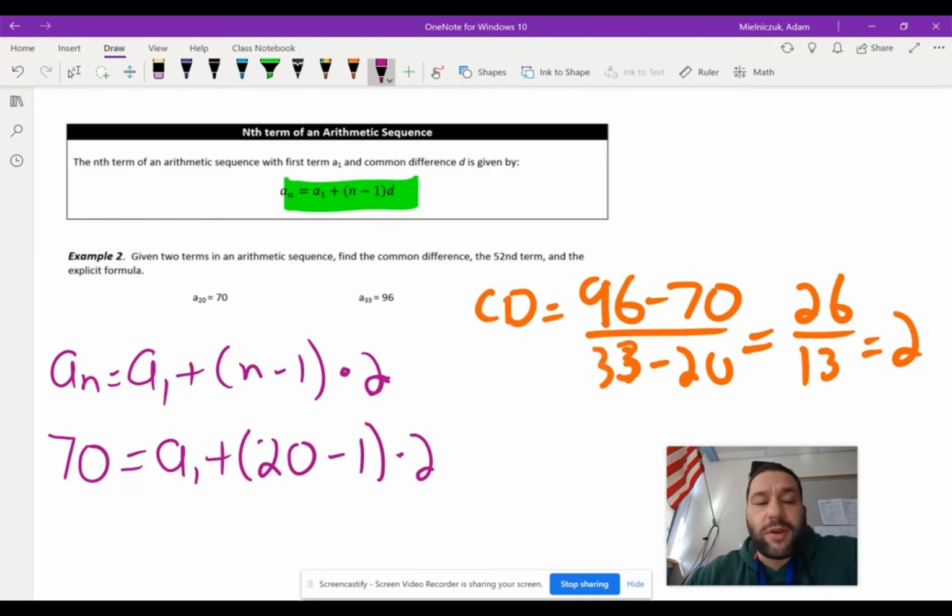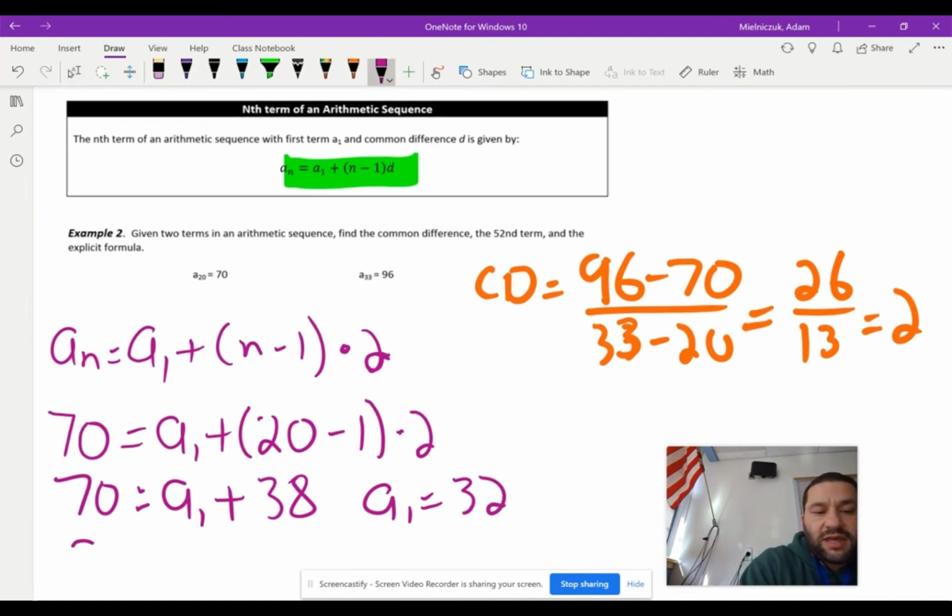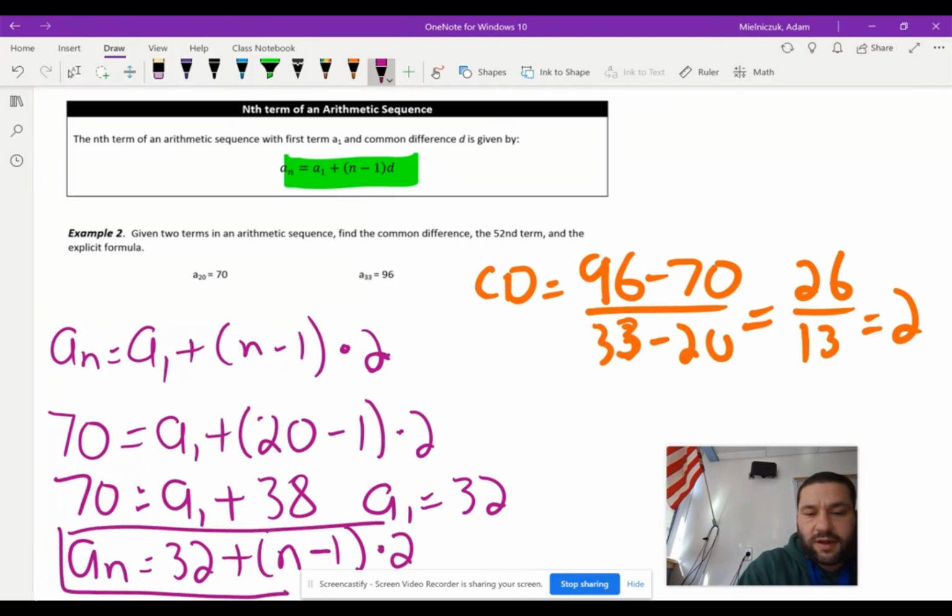At this point, if you stop and look at your equation, you see that you have everything but your first term, so you can solve for it. So 70 will equal our first term plus, let's see, 20 minus 1 is 19. 19 times 2 is 38, meaning our first term is 32. So now we can say that our explicit formula is a sub n is equal to 32 plus the number of terms minus 1 times 2. So there's our explicit formula right there.